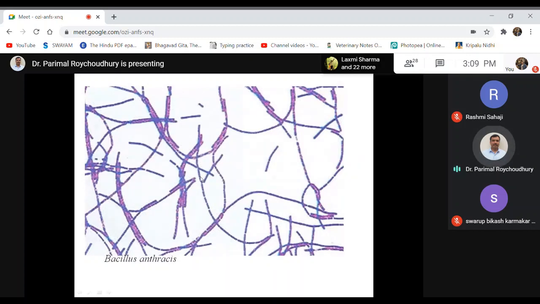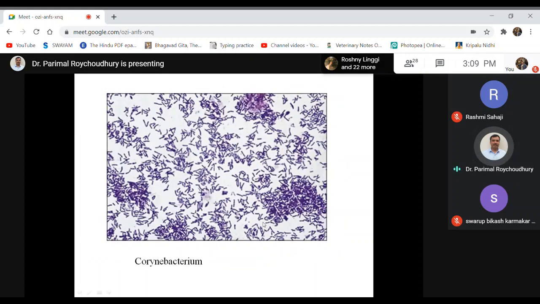These are some of the synonyms that we use: truncated end, sharp edge end, the characteristics of this bacteria. Also they produce endospores. Of course, in these pictures the endospores are not clearly visible. Just a glimpse I'm giving you.